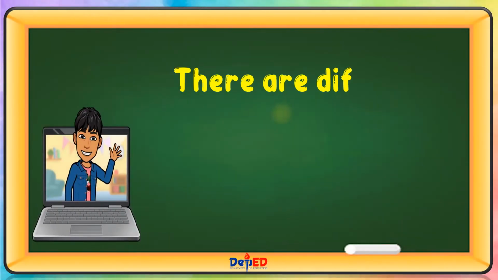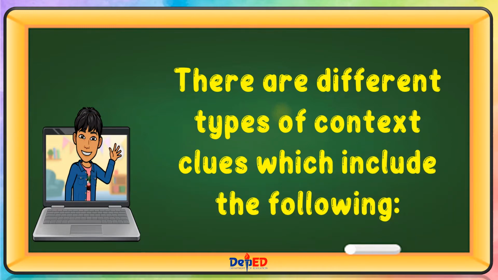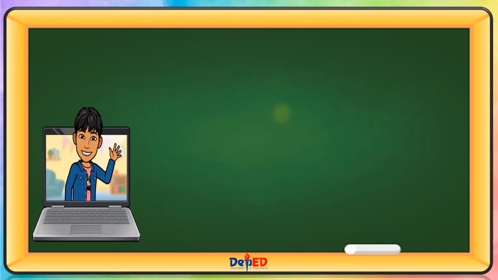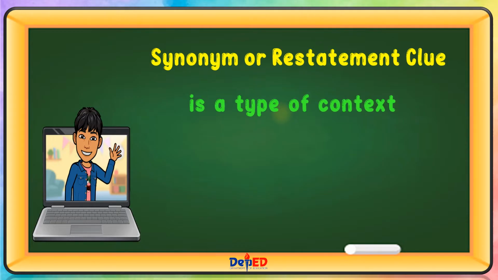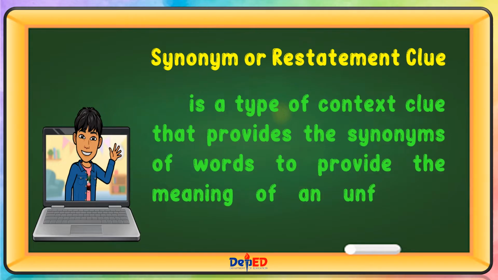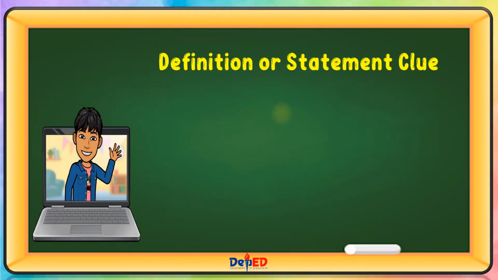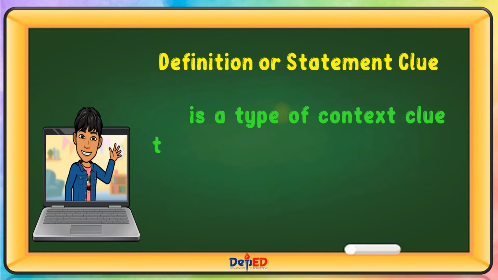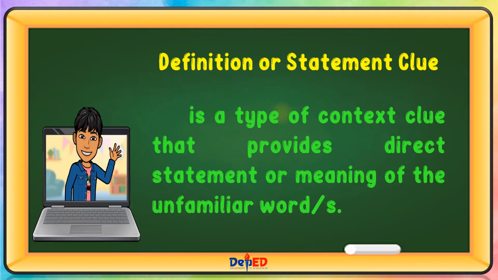There are different types of context clues, which include the following. Synonym or restatement clue. This is a type of context clue that provides the synonyms of words to provide the meaning of an unfamiliar word or words. Definition or statement clue. This is a type of context clue that provides direct statement or meaning of the unfamiliar words.